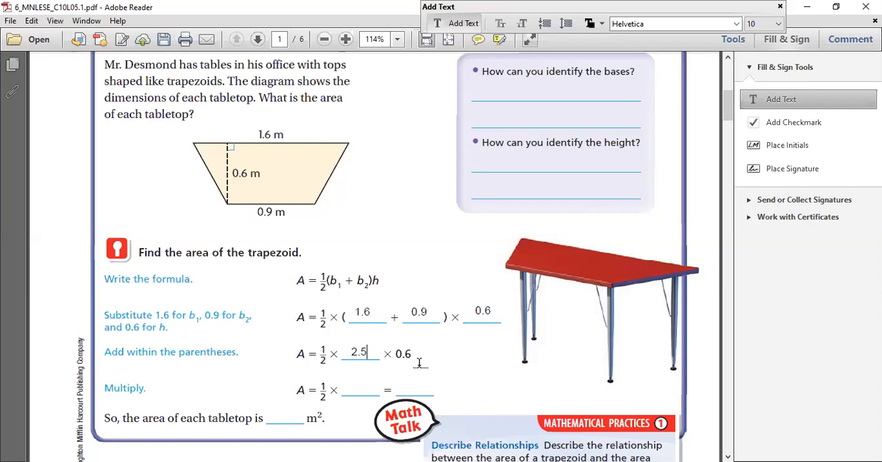Now to make it easy, first let's solve which is easy for us to solve. Half of 0.6. How much is half of 0.6? Already we learned in one of the questions. Half of 0.6 is 0.3, right? And 0.3 multiplied by 2.5. How much is 0.3 multiplied by 2.5? Let's go back and check what's the answer. 0.25 multiplied by 0.3.